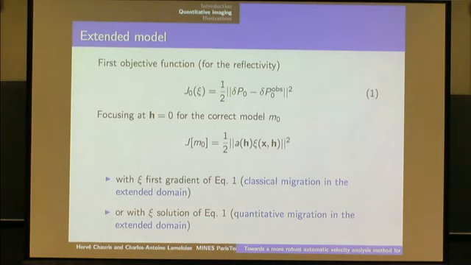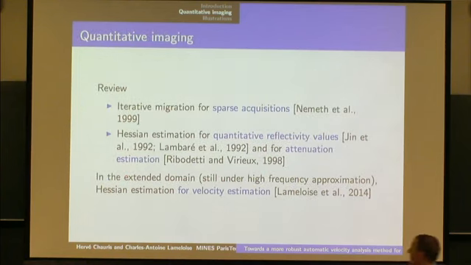People have proposed to properly solve this equation, and they call it quantitative migration or iterative migration. Okay, and in different contexts. The first context is sparse acquisition, where you have a number of receivers, but you only have a few sources. Okay, especially in 3D, so you only have a few sources. So if you don't do anything, you have a number of artifacts. So if you do iterative migration, you have a way to regularize the problem. So this was for how to deal with the sparse acquisition.